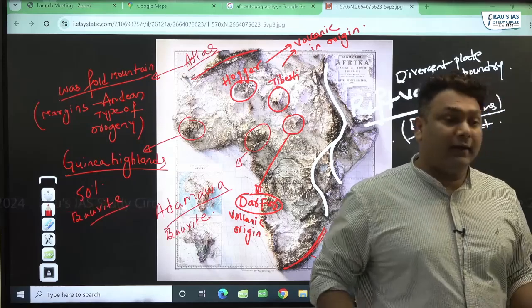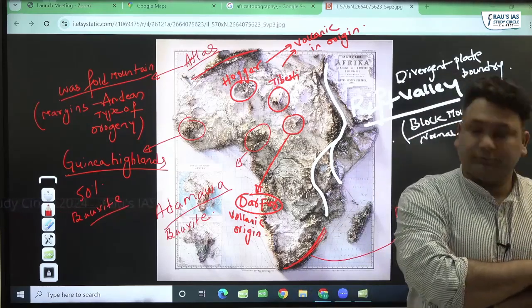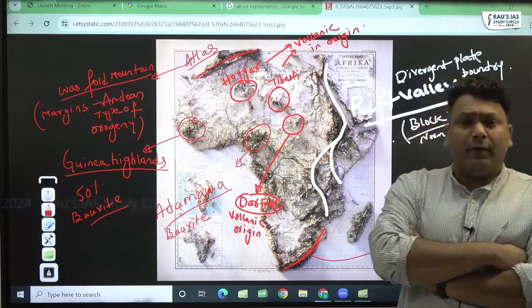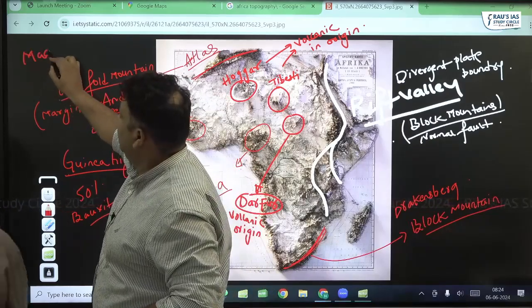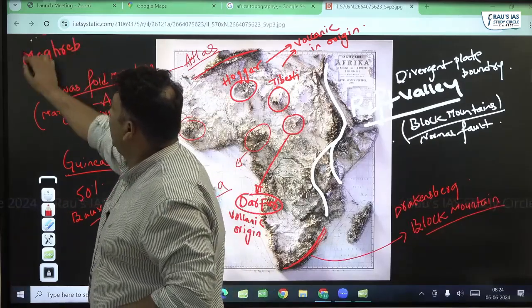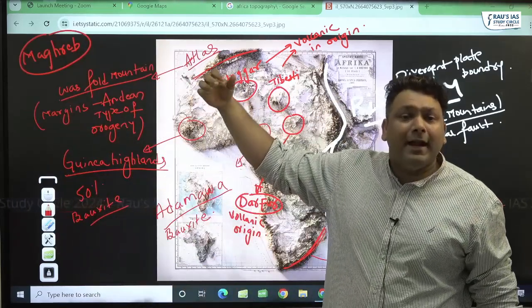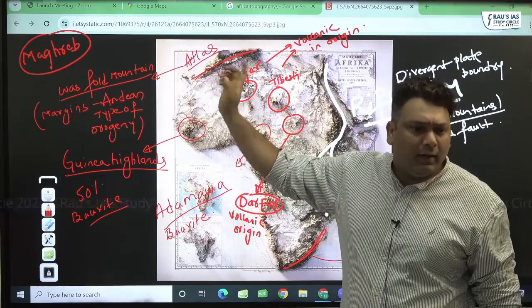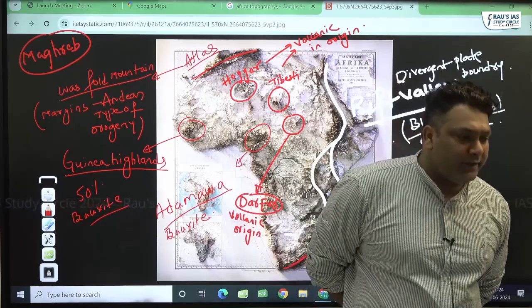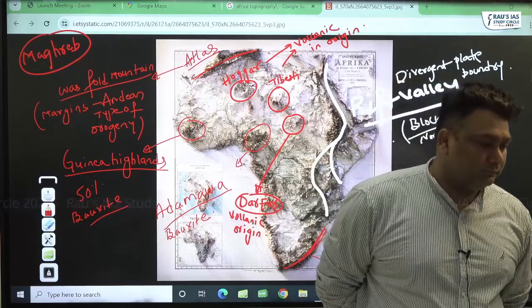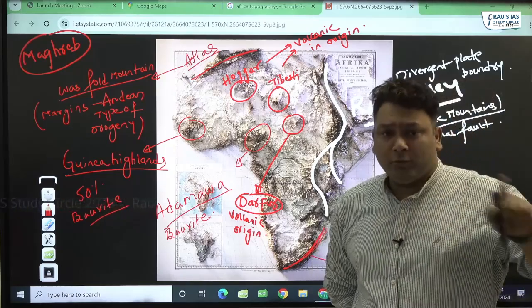Atlas Mountains. So later on, I will tell you what is the Maghreb region. This eastern part is called Maghreb, which means land of the setting sun. Okay, later on I'll show you the map also. As of now, you write: it is located in the Maghreb region. And I'll not be telling the same points which I told you earlier.